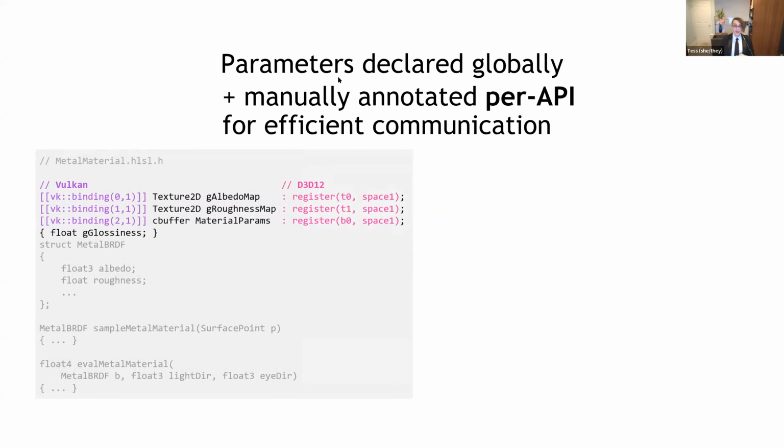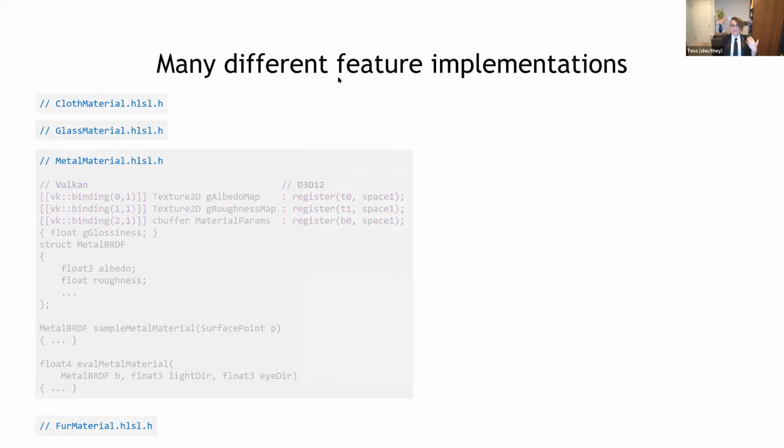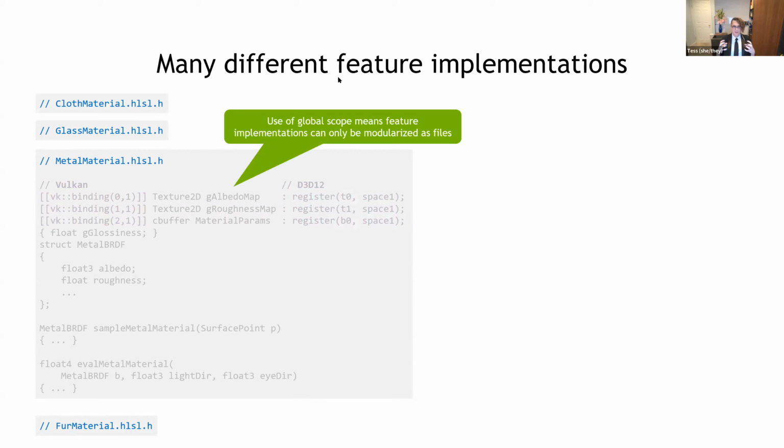Phew. At least we're now at the point where maybe this feature implementation will work. And of course, we want to have many different feature implementations in our renderer. So we're going to do this work over and over again for different implementations, whether it's cloth, glass, metal, and so forth. And it's worth again noting at this point that the approach taken in the language means that we're using the global scope, which means we can really only modularize our features at things like file granularity. We can't really scope them any more tightly than that.